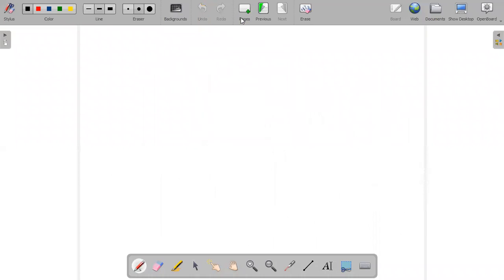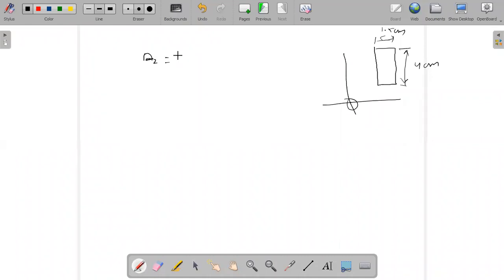Let us draw the second section separately. This is the second section, correct? This is my origin. What is the height of this section? The height of this section is 4 centimeter. What is the thickness of this section? The thickness is 1.5 centimeter. Now what is A2? A2 is equal to 4 into 1.5, which is nothing but 6 centimeter square.